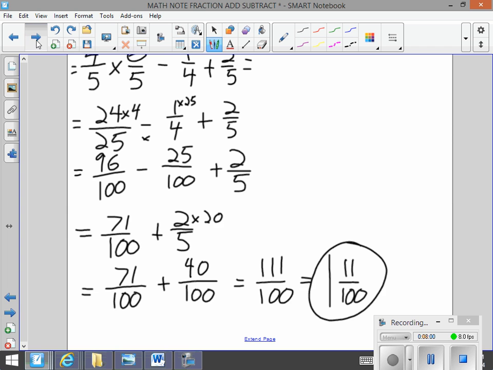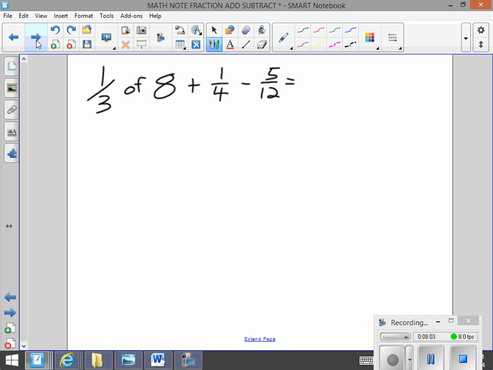Okay, let's try the next one. So again, take a look at this one, pause the video, try it yourself, and then we will take it up. All right, here we go. So, remember that means multiplication. So that's 1/3 of 8. So we're going to multiply those. That's the first thing we're going to do. So 1/3 times 8 over 1.